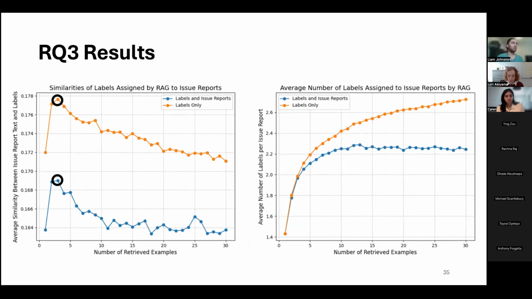So first, these are the similarities. We test this on average cosine similarity again, and the number of assigned labels for the 2 different prompts. And we can see here that both of these achieve their highest average cosine similarity at K equals 3. So that's the optimal number of retrieved issue reports for this. And we also see that the labels only prompt has a higher average cosine similarity too. So maybe what this shows is that the extra information, including the issue reports, bogs down the prompt and it doesn't do as well.